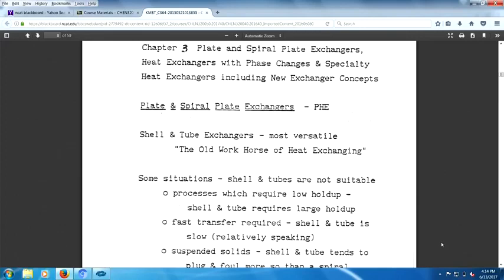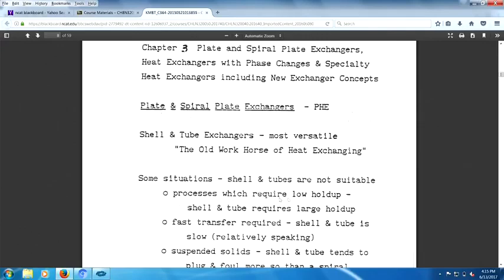The plate and spiral heat exchangers. Fantastic stuff. Again, we're not talking about phase changes. In the next couple of slides we'll be talking about plate and the spiral, right? Anyway, the shell and tube, the old workhorse. You can always get a shell and tube. But shell and tube are not necessarily suitable for everything.